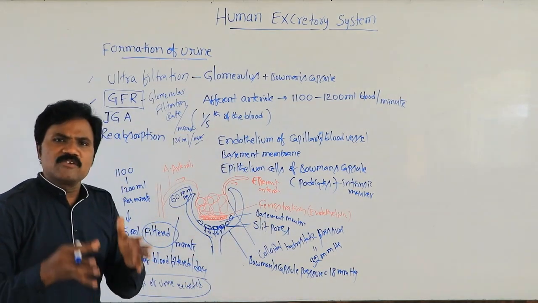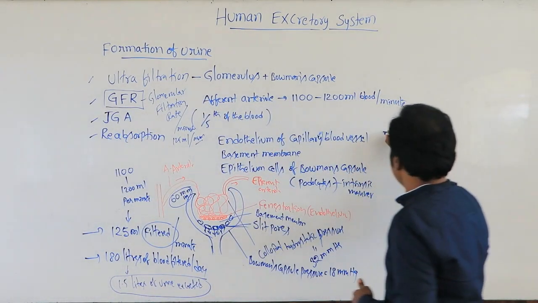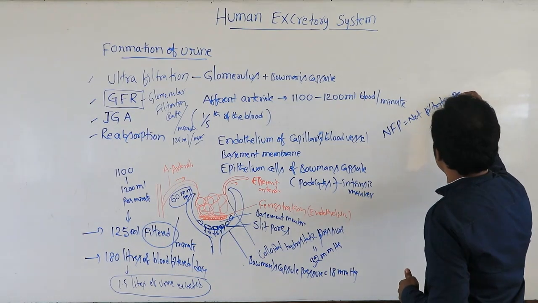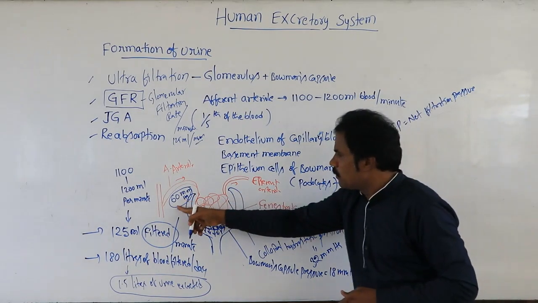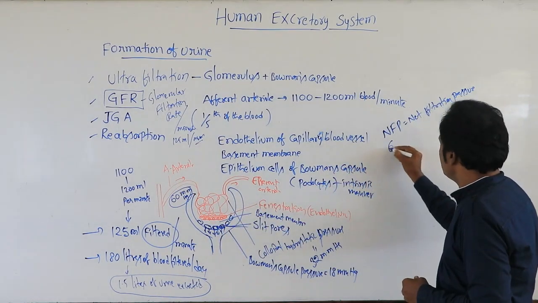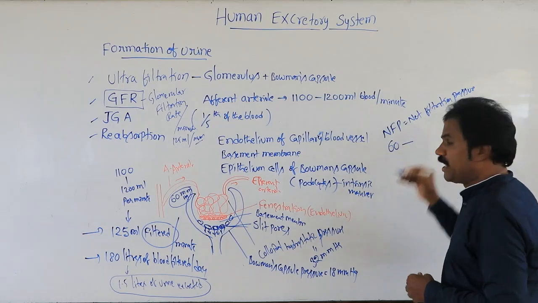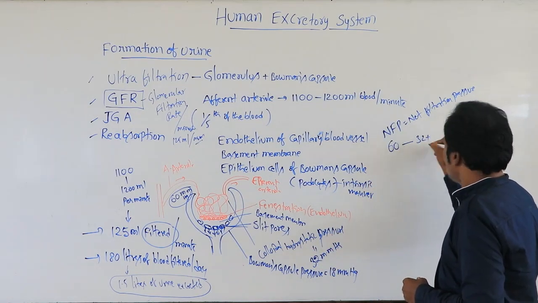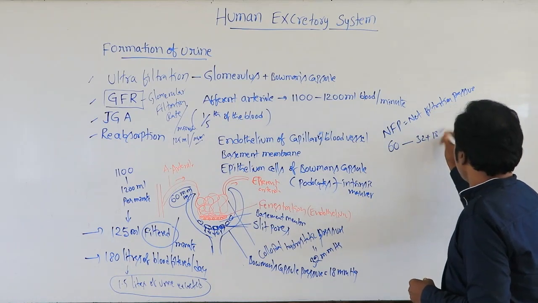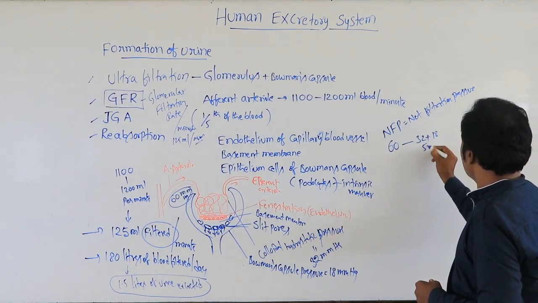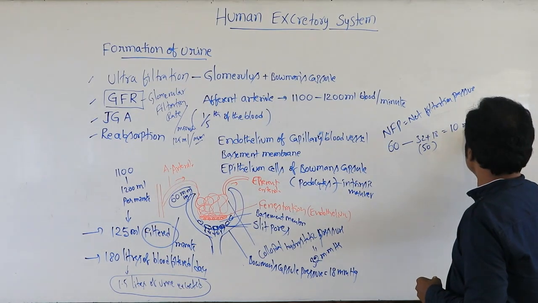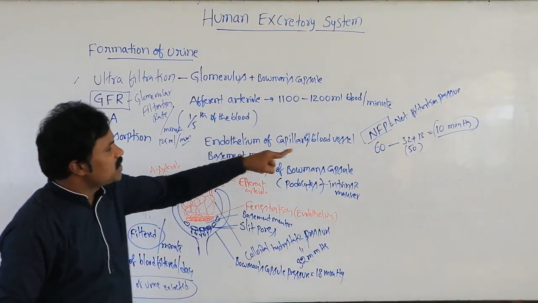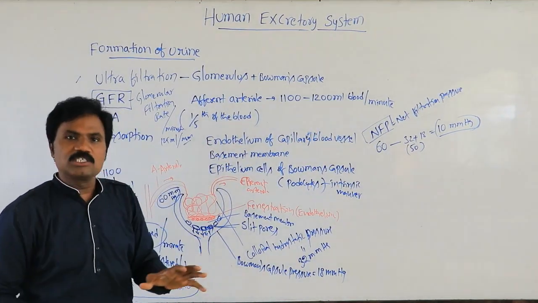Then what is the net filtration pressure? The original pressure coming into the glomerulus is 60 mmHg. Minus the colloidal hydrostatic pressure, 32, plus the Bowman's capsule pressure, 18. 32 plus 18 is 50. So 60 minus 50 is equal to 10 mmHg. That is the net filtration pressure.